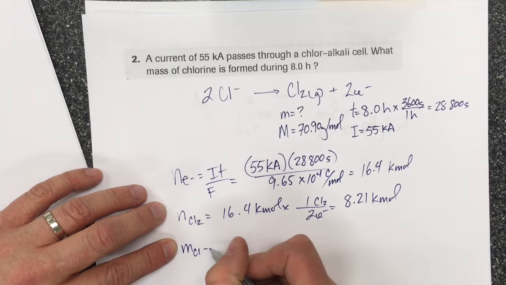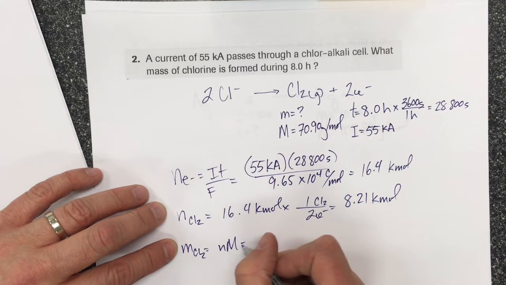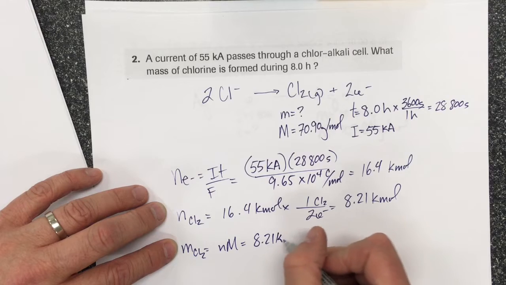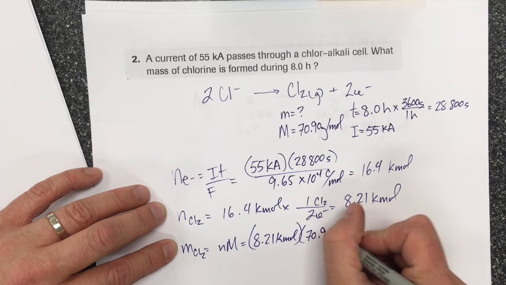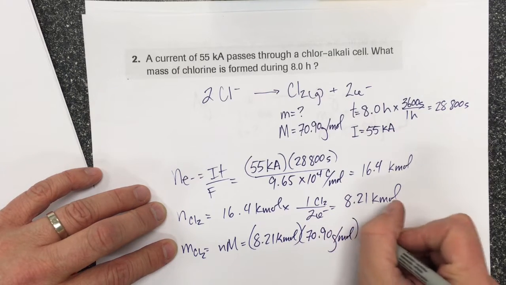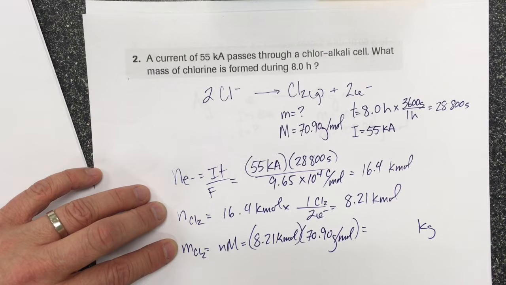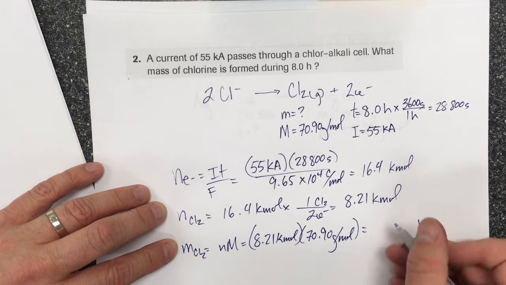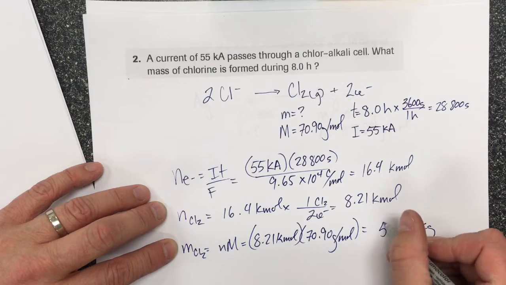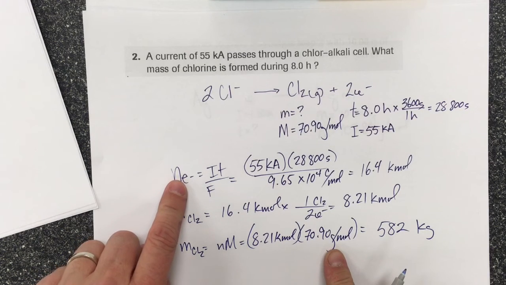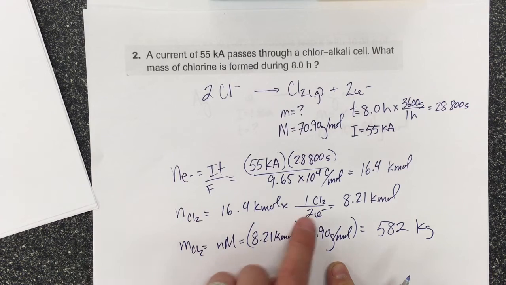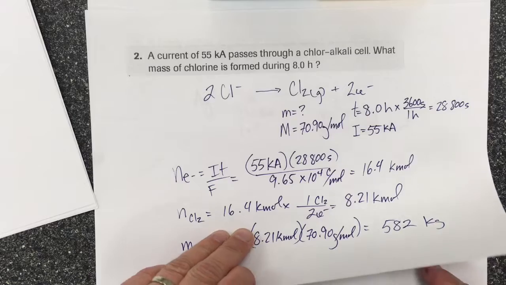Then the mass of chlorine is going to be the number of moles times the molar mass. So 8.21 kilomoles times the molar mass of chlorine, which is 70.90 grams per mole, will give me kilograms. So we end up with 582 kilograms of chlorine produced. And our basic strategy is the same as every stoich question. We're going to calculate the number of moles of something, convert it using the mole ratio, and then use it to find another value.